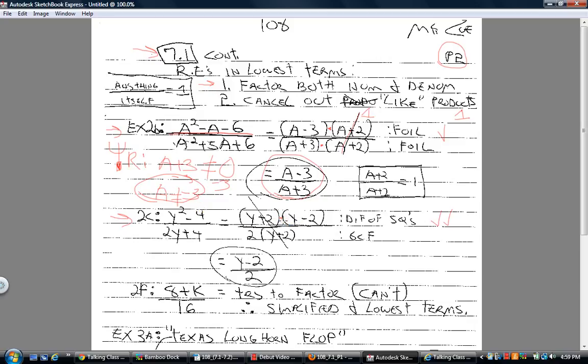Now you look at 2y plus 4 down in the denominator and you think, I can't factor that, but you have to remember rule number 1: pull out the GCF. Look at the 2, look at the 4. Pull out a 2, and you're left with y plus 2. Time to pull out your sai and cross out the like factors, and finally you're left with y minus 2 in the numerator divided by 2, and you've got it.